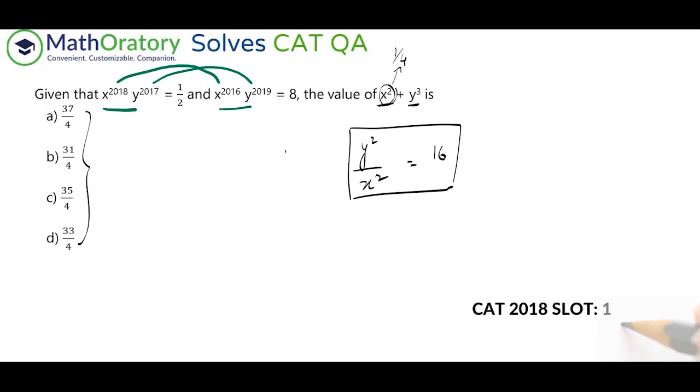Okay, because we're adding x square plus y cube, we can take this assumption that x square is 1 by 4, let's say. So suppose x square is 1 by 4. Now here, all I have to do is just figure out this value of y.